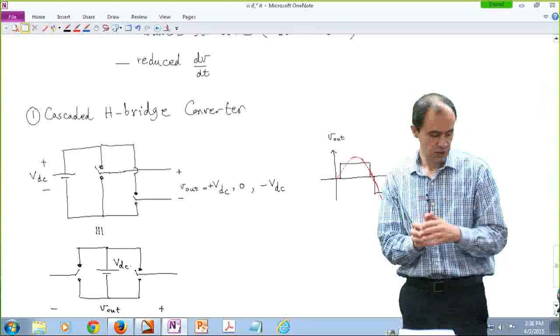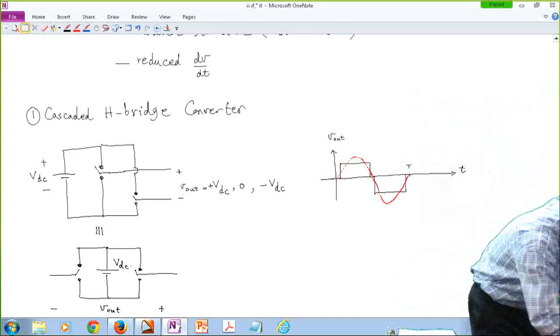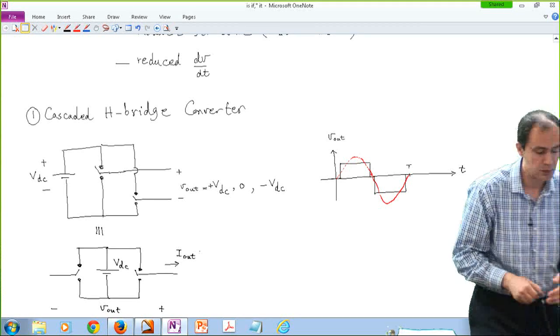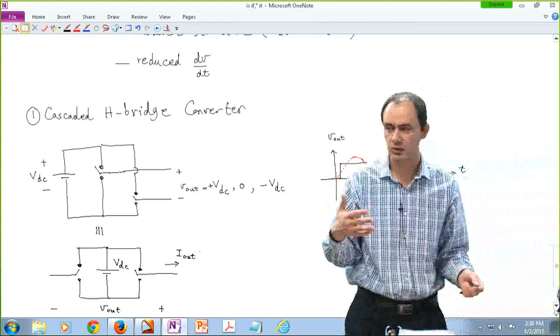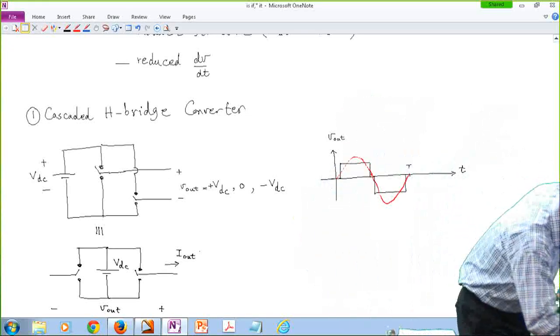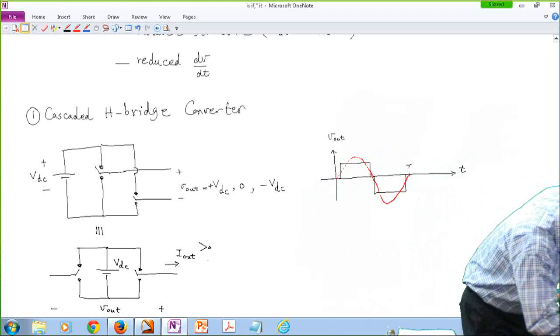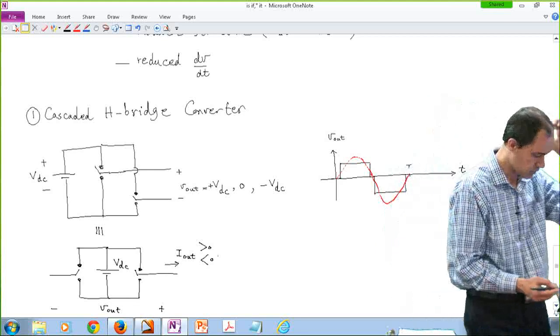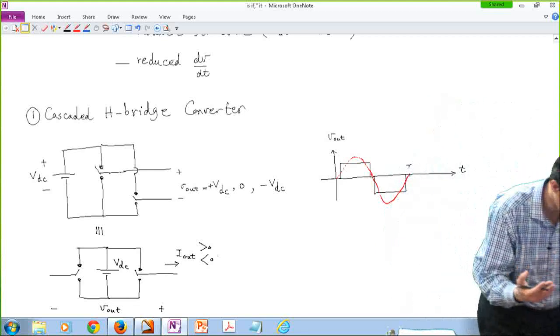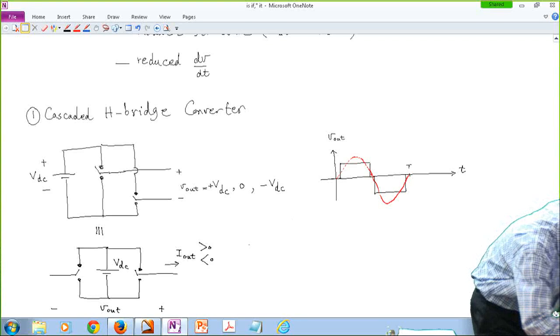Now, in terms of switch realization, it depends on this current. So we don't know. Most of the time, these are AC signals. So if your output voltage is AC, you would expect your output current to be AC as well. So this current is sometimes positive and sometimes negative. So when it comes to switch realization, you're looking at a positive throw voltage but a dual polarity current. So you're looking at the right half plane switch realization.